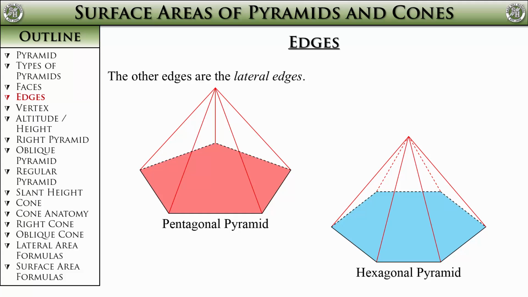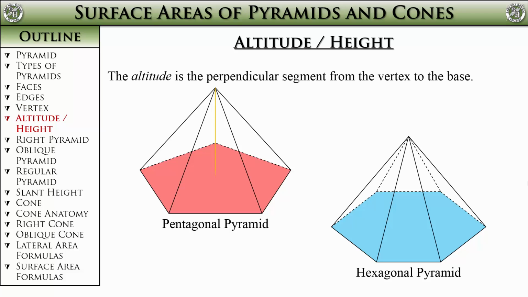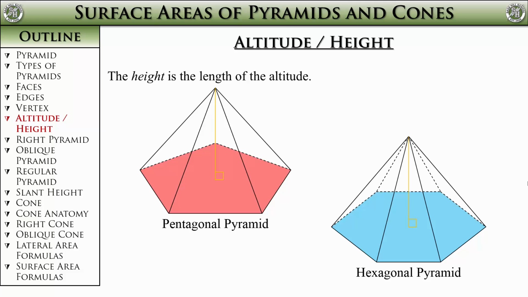They are red now. You could have probably guessed, but the vertex of a pyramid is the point at the top. Another one that we have done so many times now you probably could have guessed, but the altitude is the perpendicular segment from the vertex to the base. The height is the length of the altitude. Another vocab word we have done many times now.